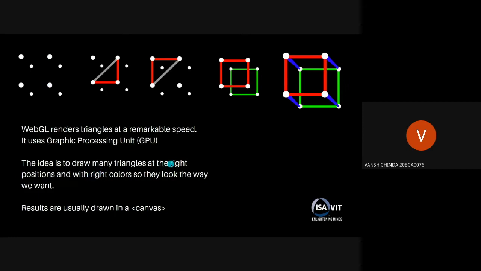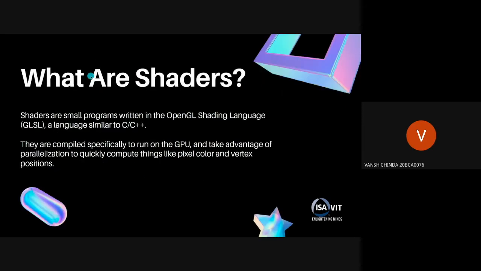So how does it position them at the right position and with the right colors? We use shaders for this. Let's move on to the next slide to explain how it does this. Shaders are small bits of programs written in the OpenGL Shading Language. Now remember this, it's GLSL. It's a language very similar to C and C++.